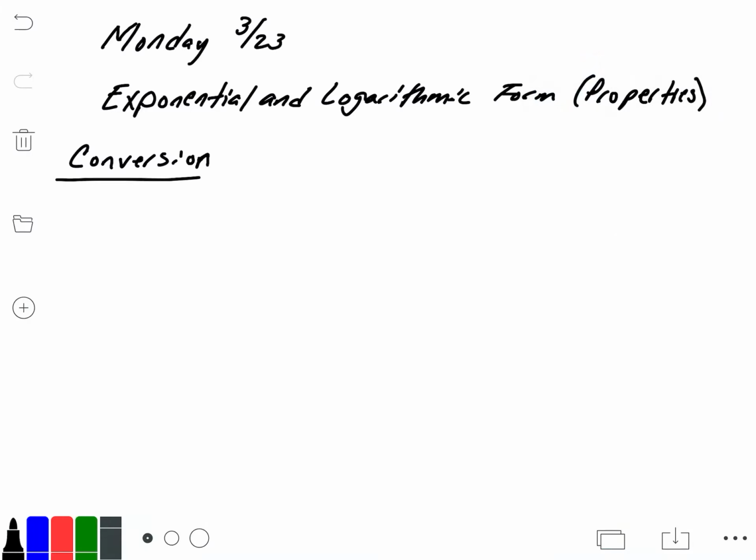3.2 also has to do with graphs of logarithmic functions, though. They're not ultra useful either. But in 3.2, there is some good stuff, such as conversions between logs and exponentials, and then some properties that we're going to go through.